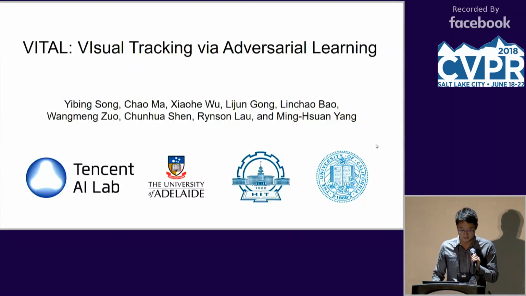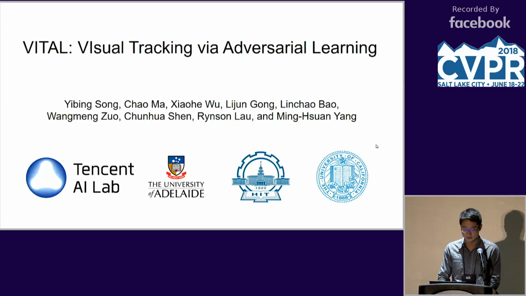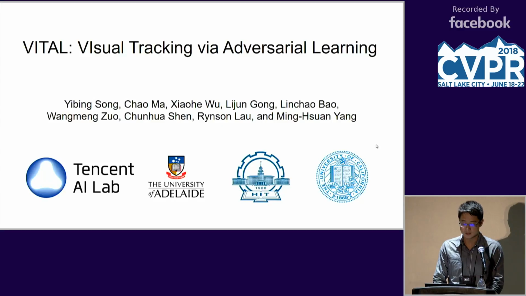So in the following, I will illustrate our work on visual tracking. The title is VITAL: Visual Tracking via Adversarial Learning. The authors are mainly from the Ming-Hsuan AI Lab, the University of Adelaide, Harbin Institute of Technology, and the University of California at Merced.